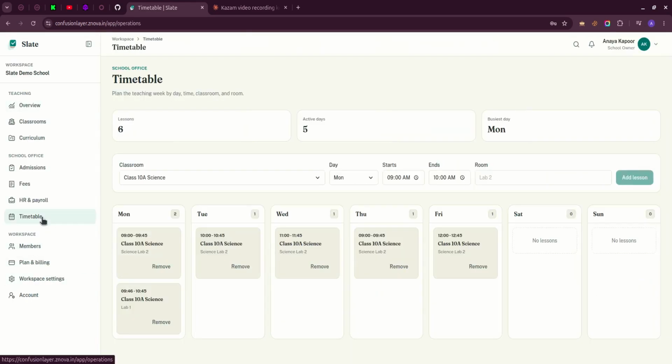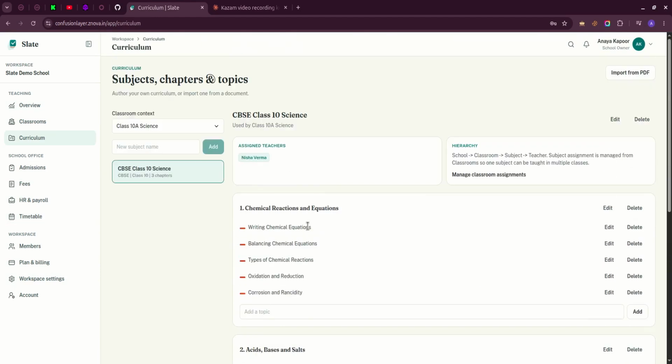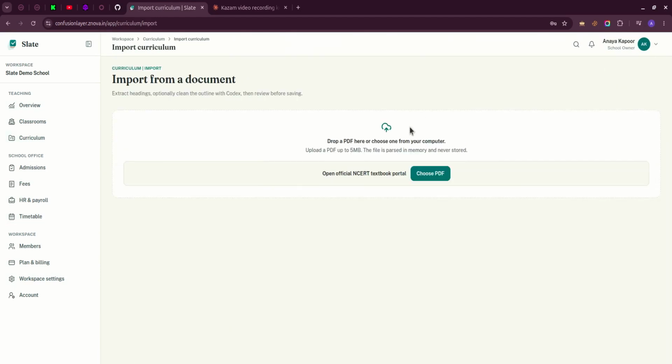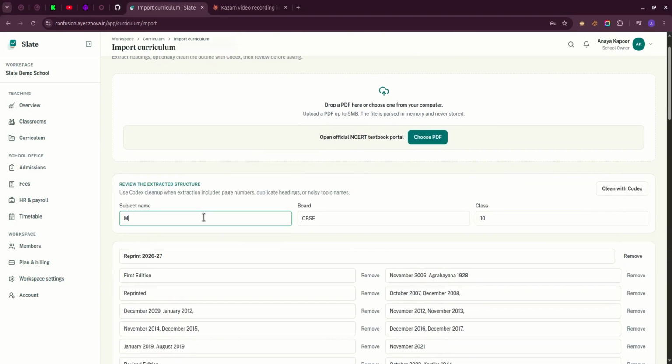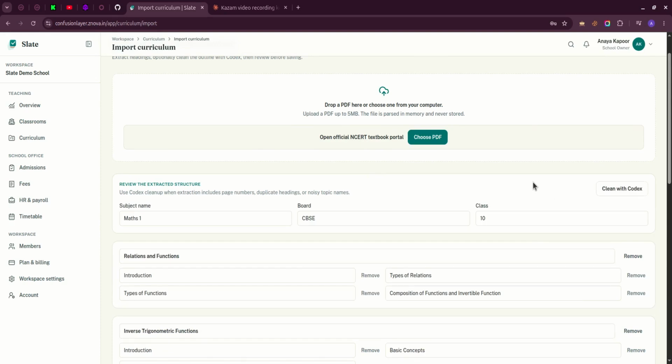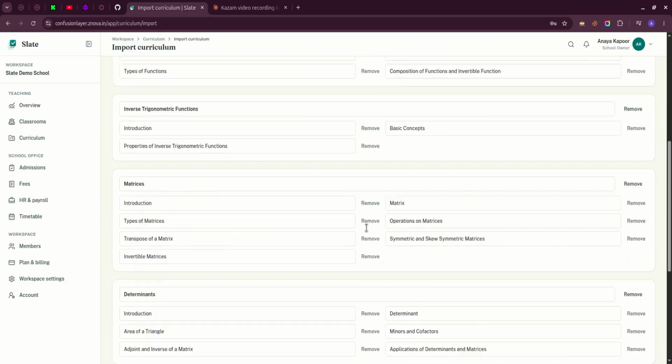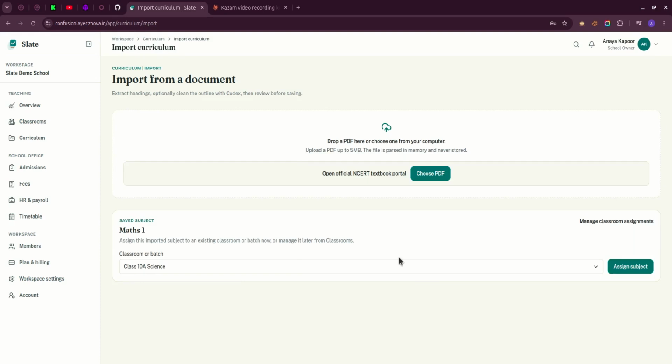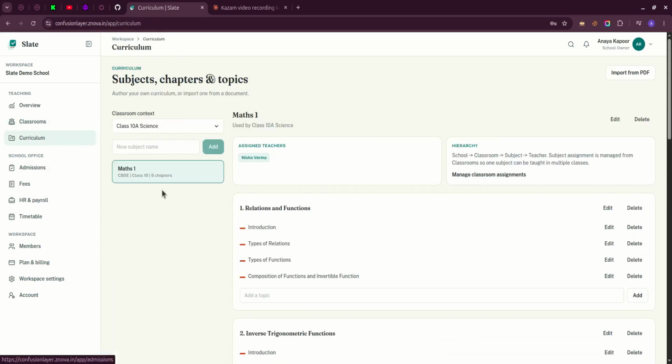Slate also supports curriculum creation. A school can import a PDF, review the extracted structure, and save subjects, chapters, and topics. Individual learners can create their own subjects and topics for self-study. AI helps generate tutorials, doubt answers, quiz feedback, teach-back grading, and visual explanations, but it works on top of structured curriculum data. That keeps the learning flow aligned instead of becoming a random chatbot.